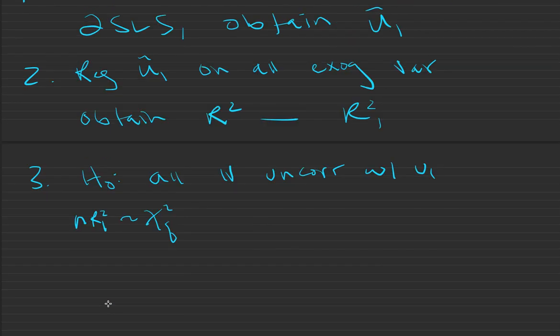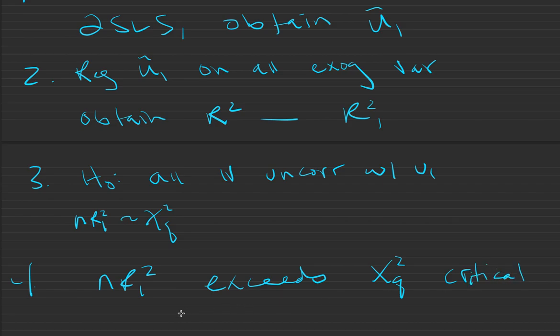If N R1 squared exceeds the chi squared Q critical value, we reject the null and conclude that at least some of the instrumental variables are not exogenous.